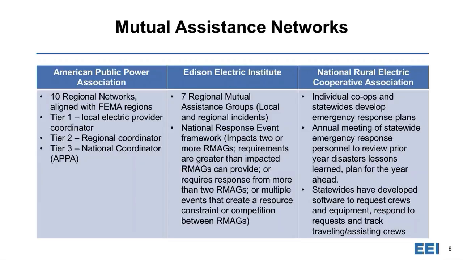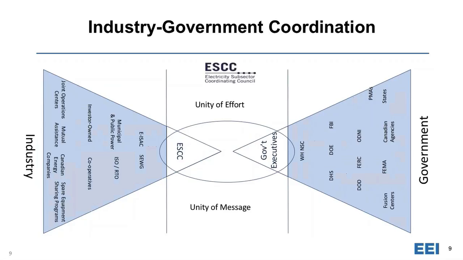Now, all three of the segments of the electricity sector operate their mutual assistance process in a similar way. I won't go into details here, but it basically thinks about concentric circles, with regions scaling up to national. For our segment, we have what we call the national response event, which is where we try to coordinate all the resources at a national level, building up from our regional networks that run response during a typical emergency.